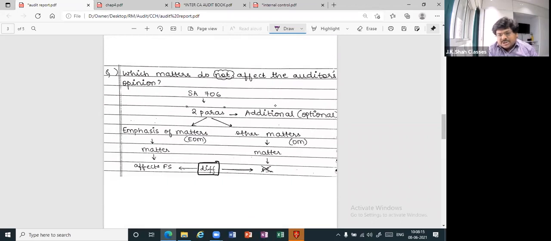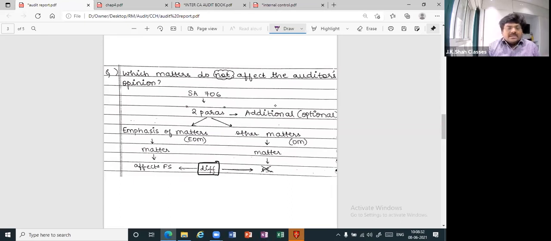I hope these are additional or optional paragraphs. If the auditor wants, he may have. If the auditor wants, he may not have. I hope you realize the basic objective of these paragraphs is to bring transparency in audit. You just want to give more information to the shareholders about what is happening in an audit. So ultimately, if the auditor so wants, he may add. If not, then he may not add.